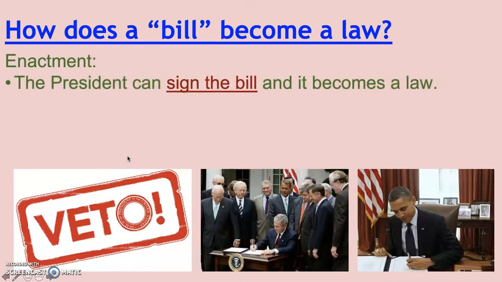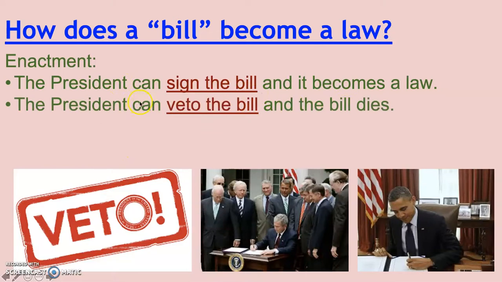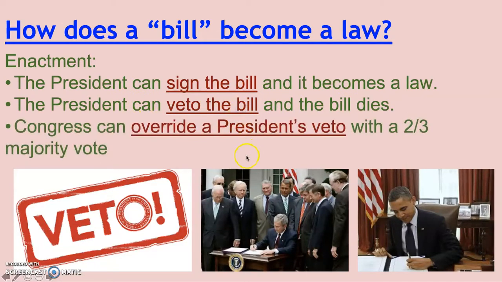This is where the president can either sign the bill, where it becomes a law, or he can veto the bill and the bill dies. And again, here is our example of checks and balances. The president can check Congress by vetoing the bill, but then Congress can check the president by overriding the veto with a 2/3 majority vote. This whole thing is something we are going to talk about in depth next week.